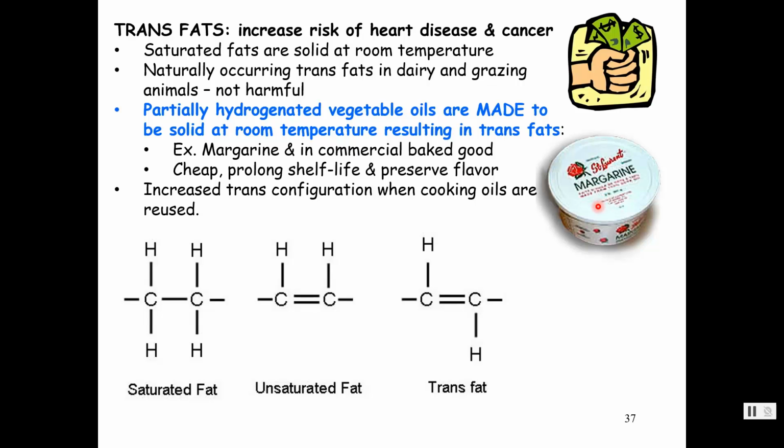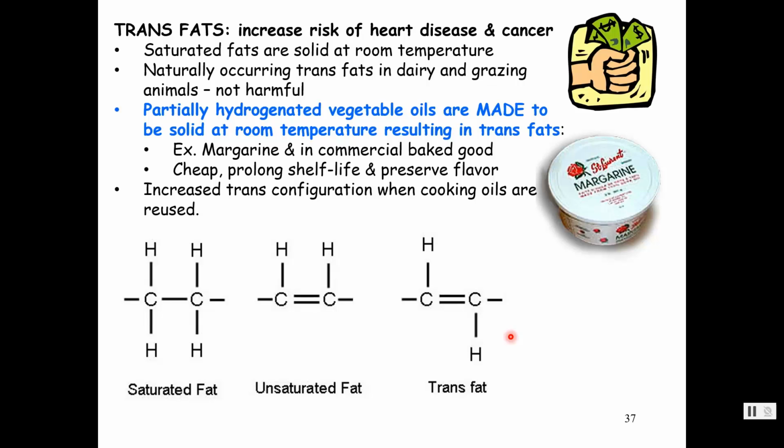I'm one of 6 kids. We didn't have a lot of butter in our lives. We had a lot of margarine because it's cheaper, and that is exactly why the food companies did it. So you can hydrogenate vegetable oils to make them solid at room temperature.